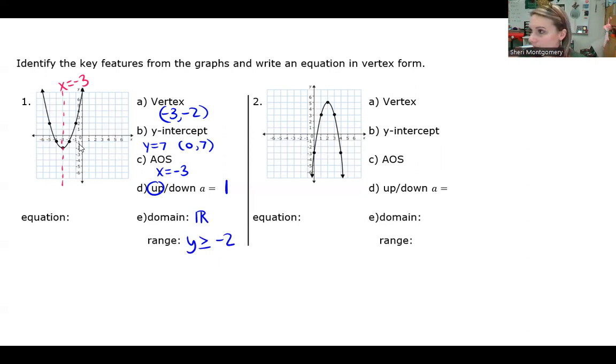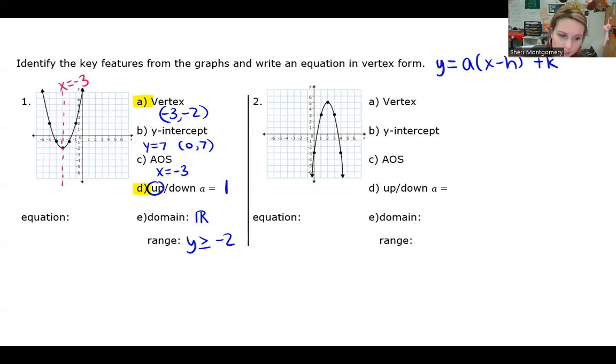To write our equation, the only things we need are the vertex and what A is. That's it. We need a vertex and we need A. Remember that vertex form is y, it could be f of x, is equal to a, times (x minus h) squared plus k.